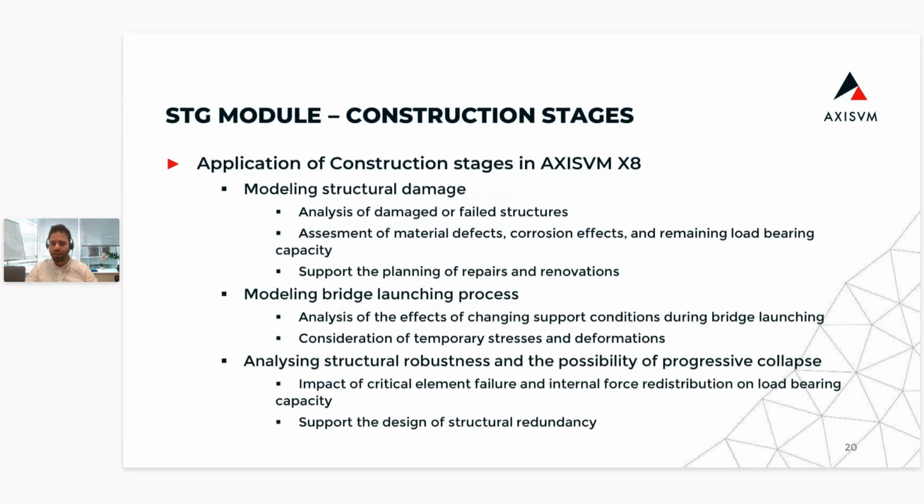We can also model structural damages. So we can analyze damaged or failed structures. We can assess material defects such as corrosions, and we can assess the remaining load-bearing capacity of the structure. These are handled indirectly, basically. So we have the tool set already there in AXISVM. We can define reduced cross sections and apply these cross sections for certain construction stages where you want to model that a steel cross section is corroded, and you want to model the decrease in load-bearing capacity by this.